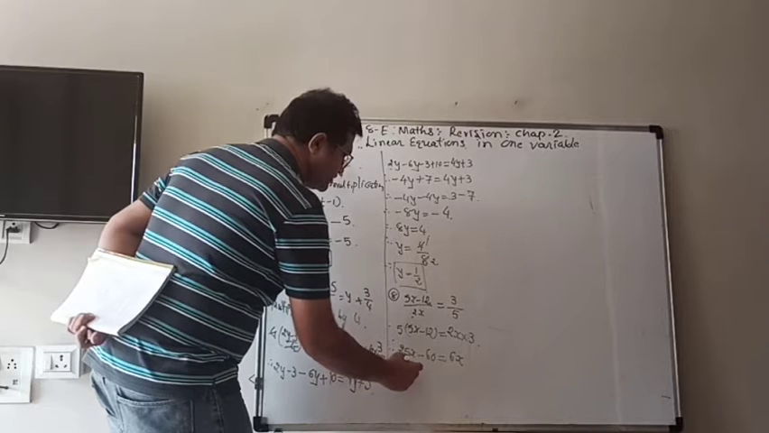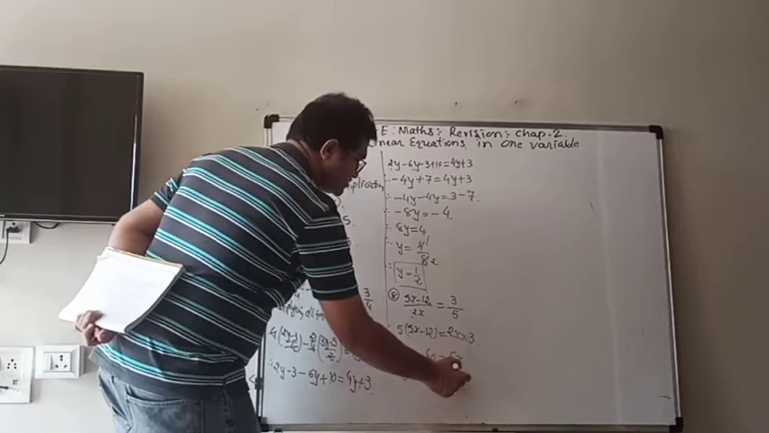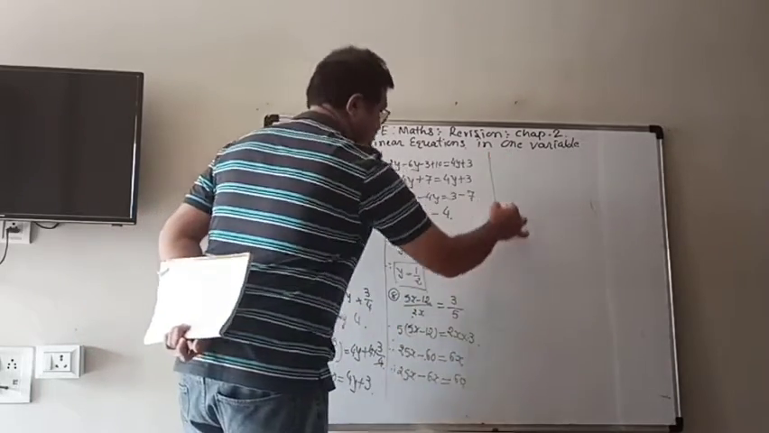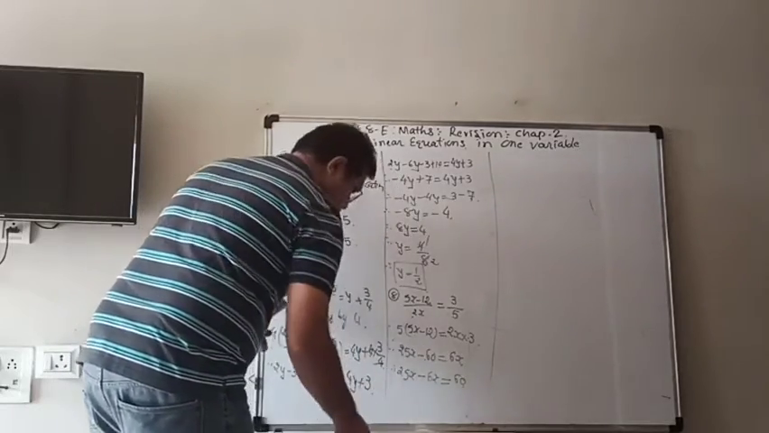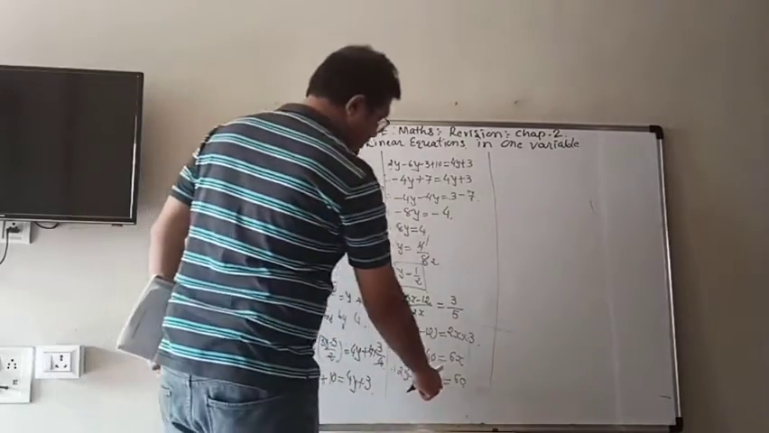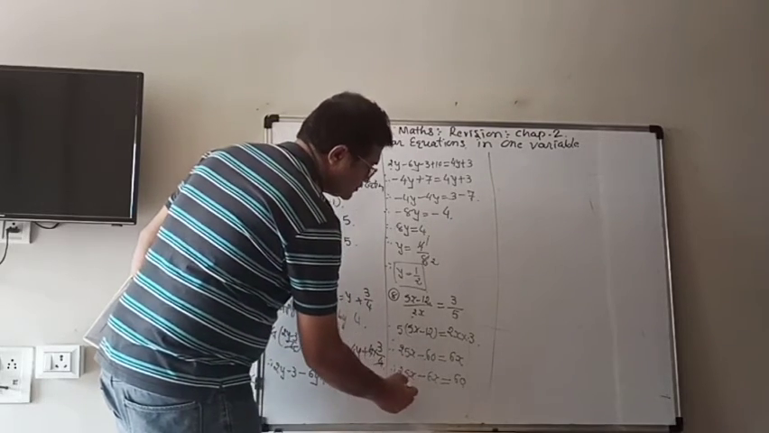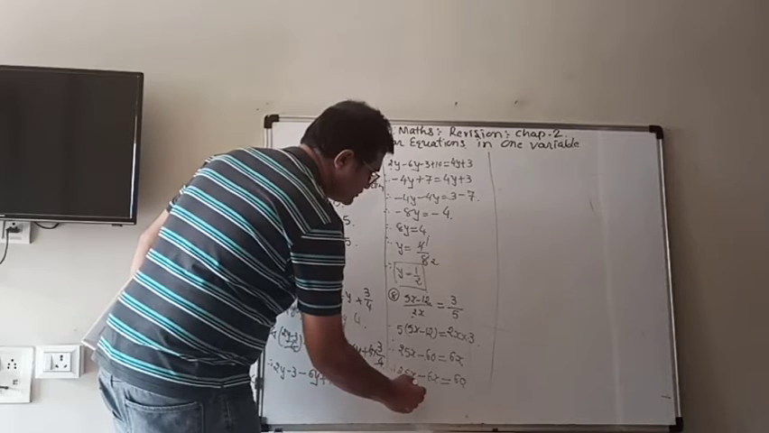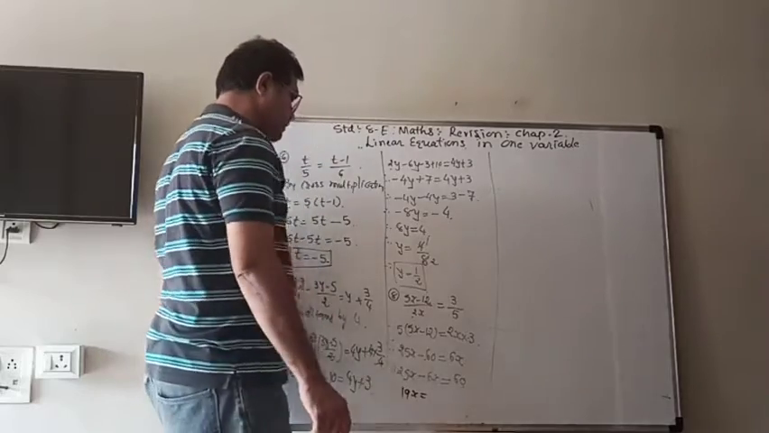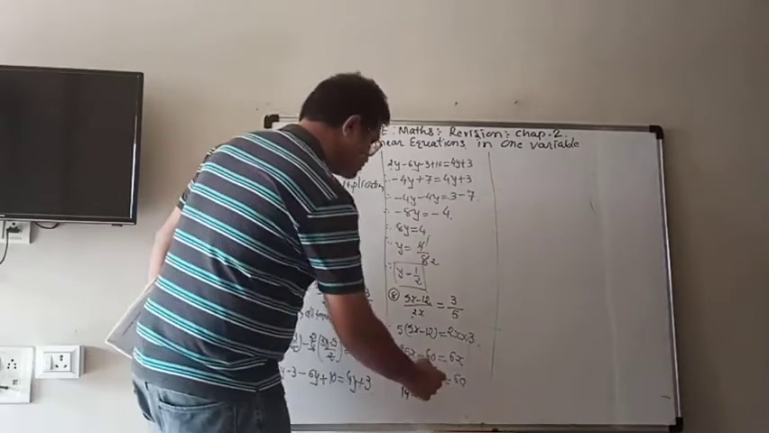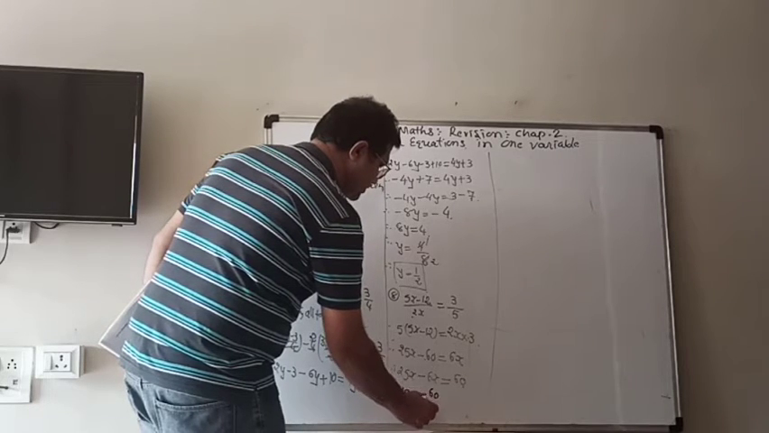The x we will bring to this side, so 25x minus 6x is equal to 60, which goes to that side. So now 25x minus 6x is how much? 19x, and it is equal to 60. So x is equal to 60 upon 19.